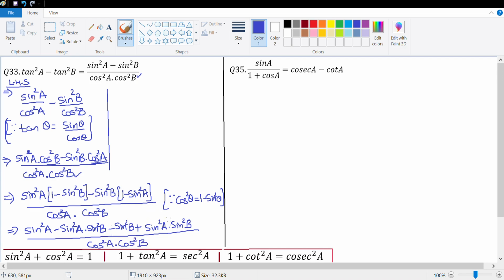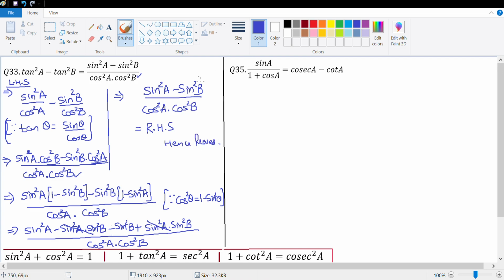Anything gets cancelled in the numerator? Yes, I have a negative sine square A sine square B, and I have a positive sine square A sine square B. So this gets cancelled, and what I am left with in the numerator is sine square A minus sine square B upon cos square A into cos square B. That's exactly what they wanted. This is my right hand side, so hence done. Let's look at the next question.